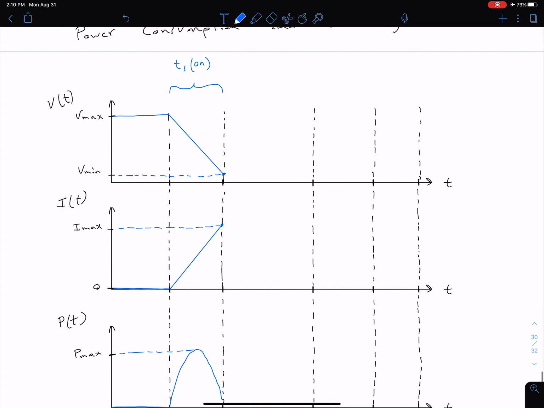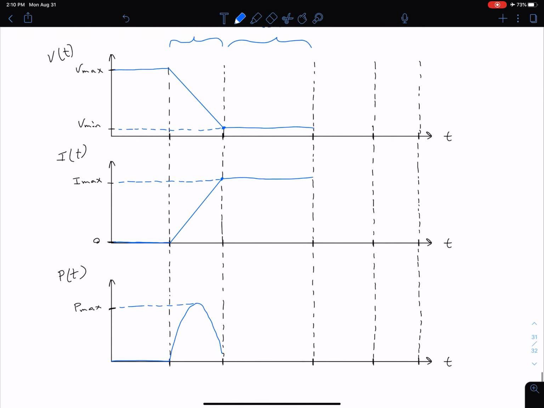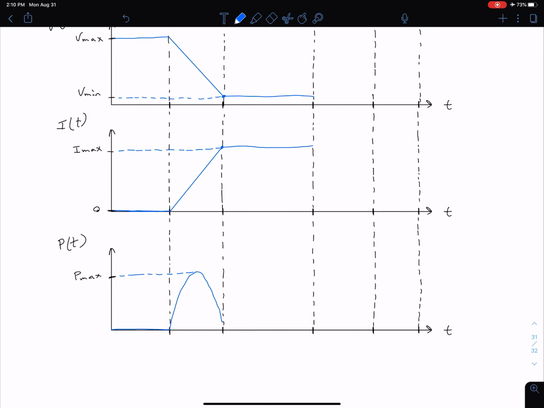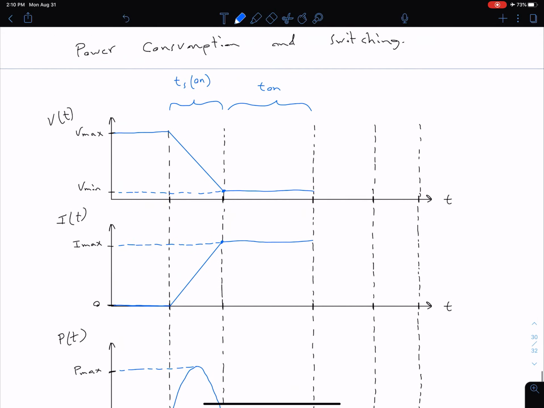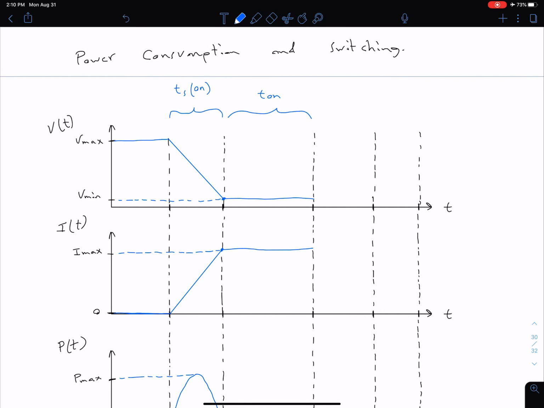Okay, so now we're just going to be staying on. So our switch is just staying closed, so I'm going to call this T on, and everything's essentially staying constant. We have our voltage staying at Vmin, we have our current staying at I max, and because our voltage and current are constant, our power is going to be constant at some value as well. And so that value, in most practical cases for a switching power supply, is going to be lower than our P max. If it's higher than our P max, then we've kind of defeated the purpose of our switching power supply.